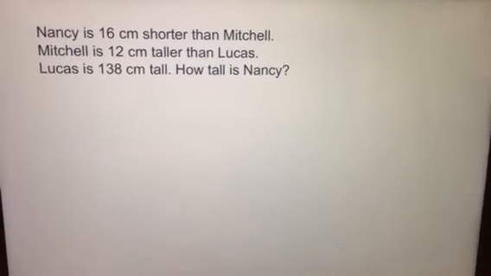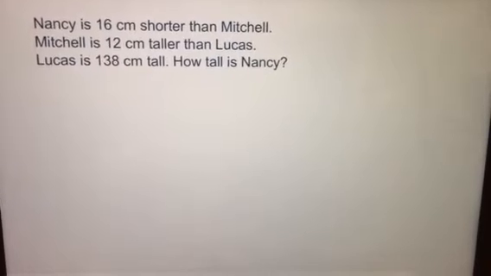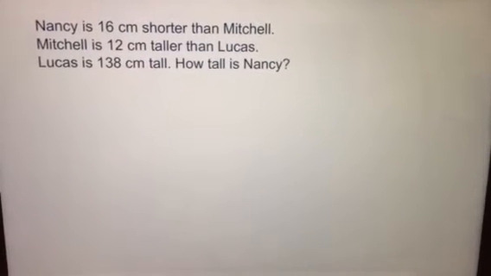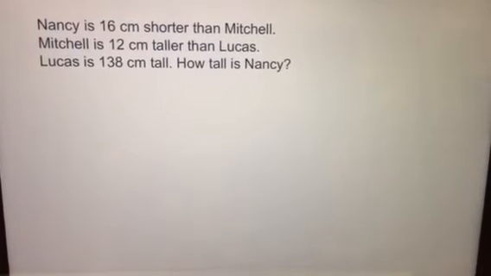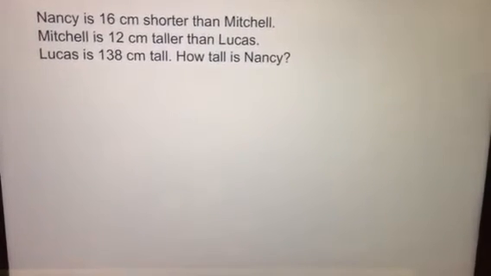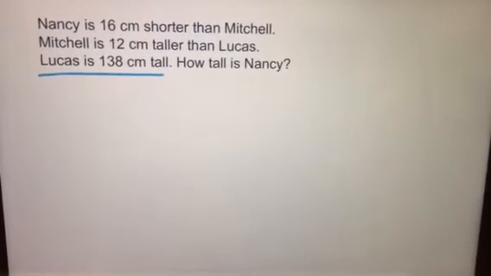parts. But the first thing that we want to ask ourselves is, what do we know for certain? Do we know how tall Nancy is? No. Do we know how tall Mitchell is? No. Do we know how tall Lucas is? Yes, absolutely, because it says right here. So we're going to use Lucas first.